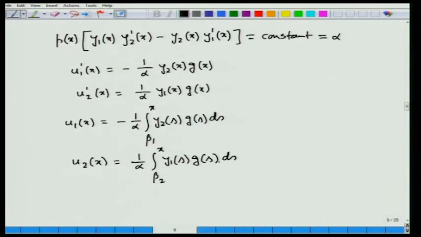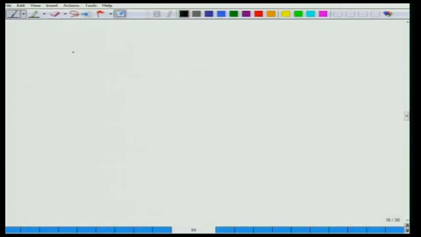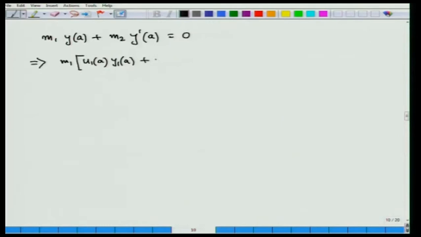Now, we are going to derive the constants beta 1 and beta 2 such that the boundary conditions will be satisfied by y(x) at the two ends, that is at x equal to a and at x equal to b. So, if we write the left hand boundary condition to be satisfied by y, we must have m1 y(a) plus m2 y'(a) equal to 0. We have the expressions for y and y', so this implies m1 times [u1(a) y1(a) plus u2(a) y2(a)].